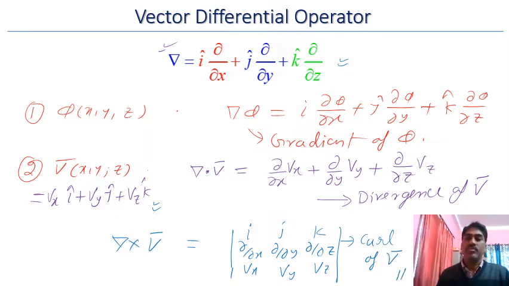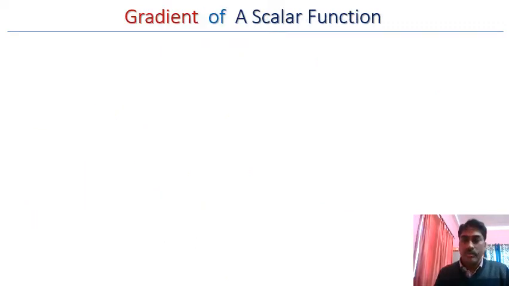So we have three different things. First, the gradient of a scalar function. Second, the divergence of a vector function. And third, the curl of a vector function. We will study these three things in sequence, gradually. First we will start with the study of the gradient of a scalar function phi. Before doing some questions on gradient, we will understand a little more about it.